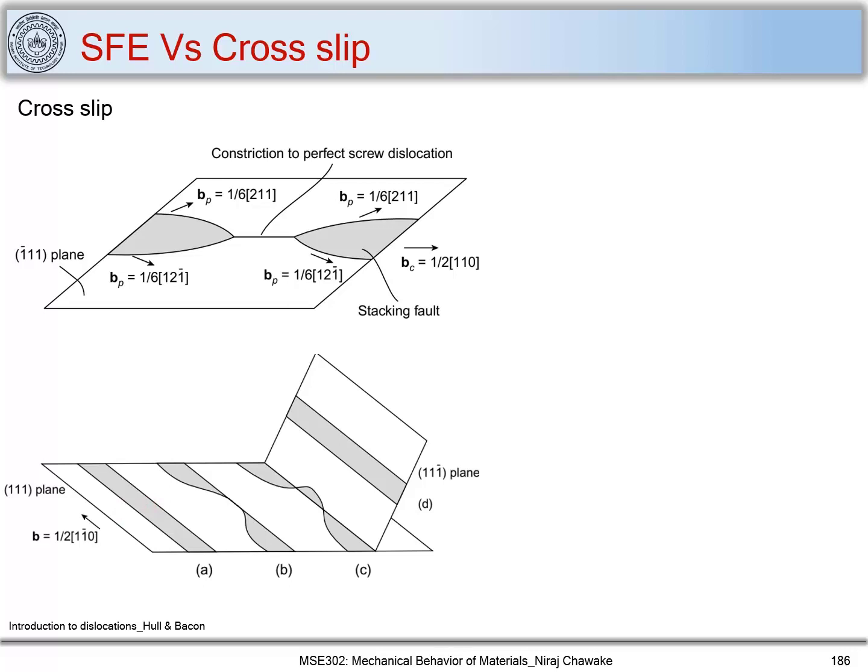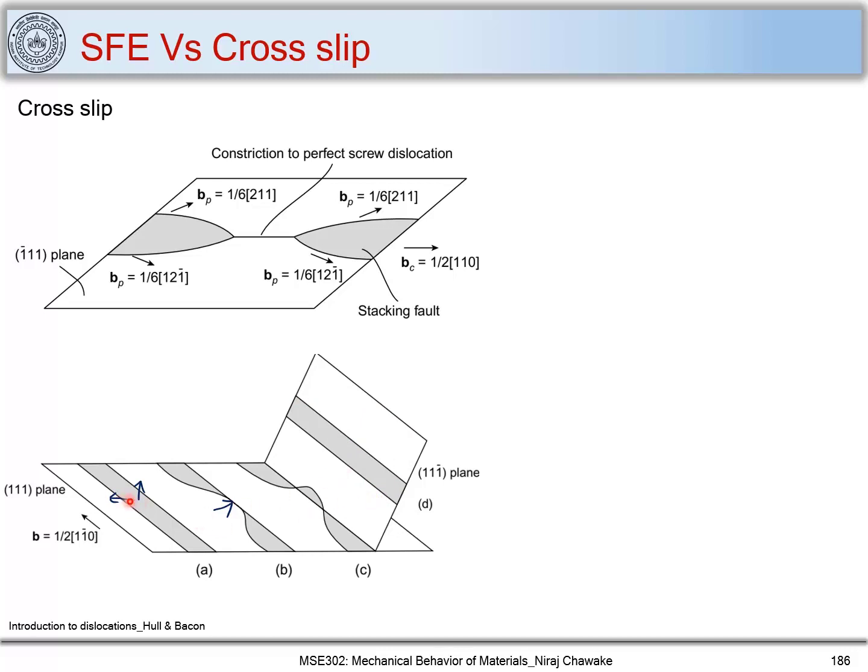So let's say we have partials here. These two partials should combine something like this, and this is called a constriction. These two partials combine here to form a perfect dislocation. Now this is of screw character, and this screw dislocation can cross slip. So this is the third stage. Now this screw dislocation can cross slip onto another slip plane, and when it cross slips, it can again split into two partials on this slip plane, and thus cross slip can occur.